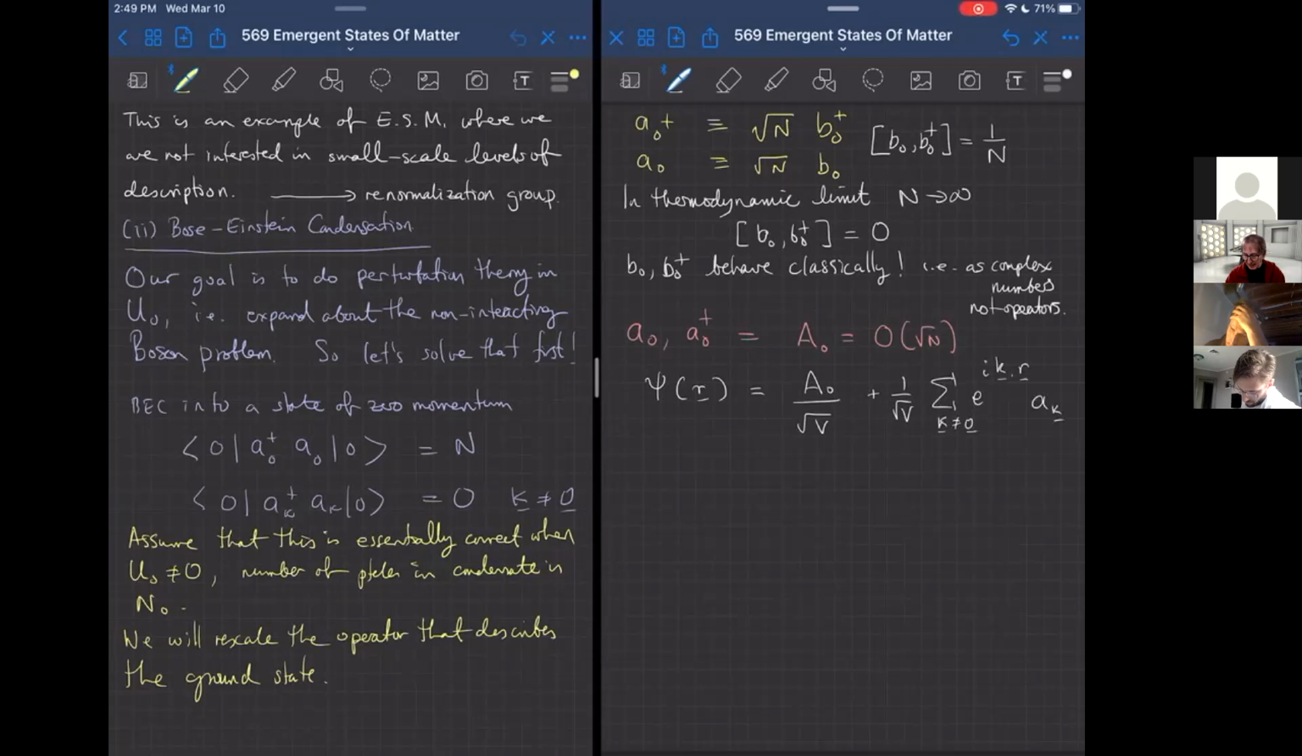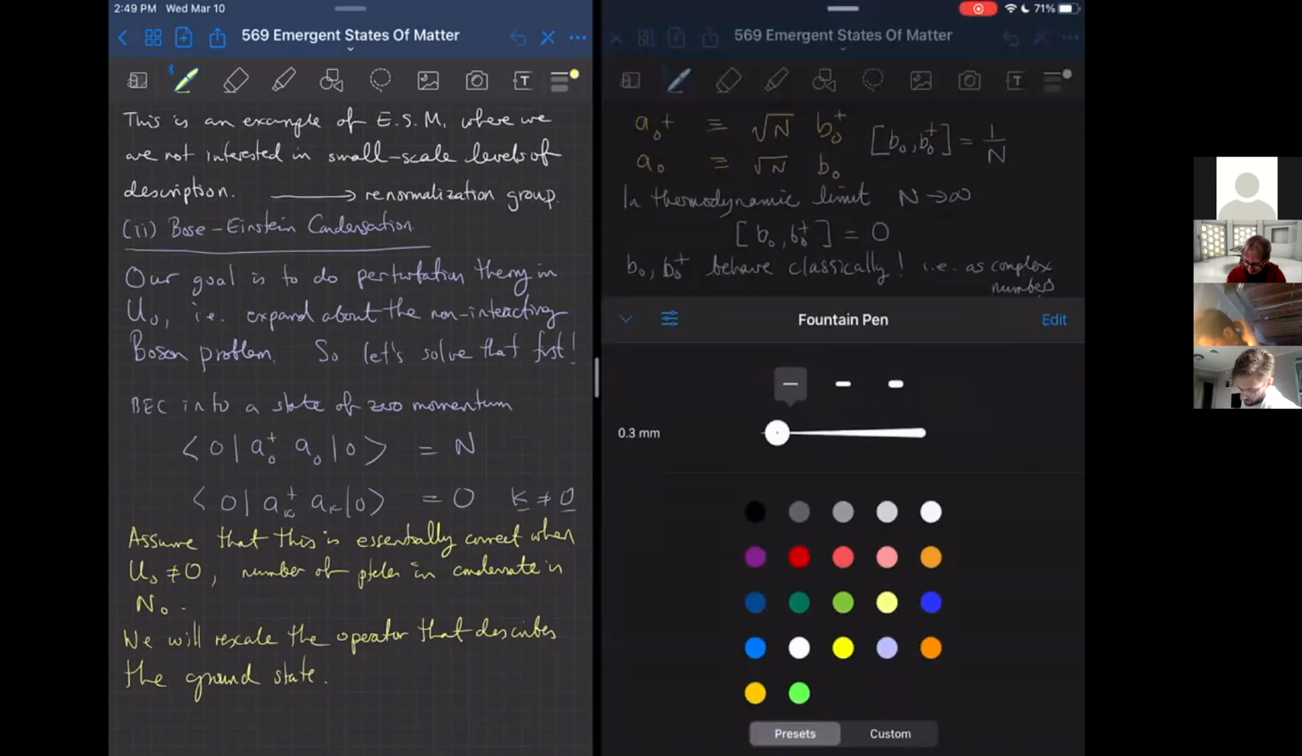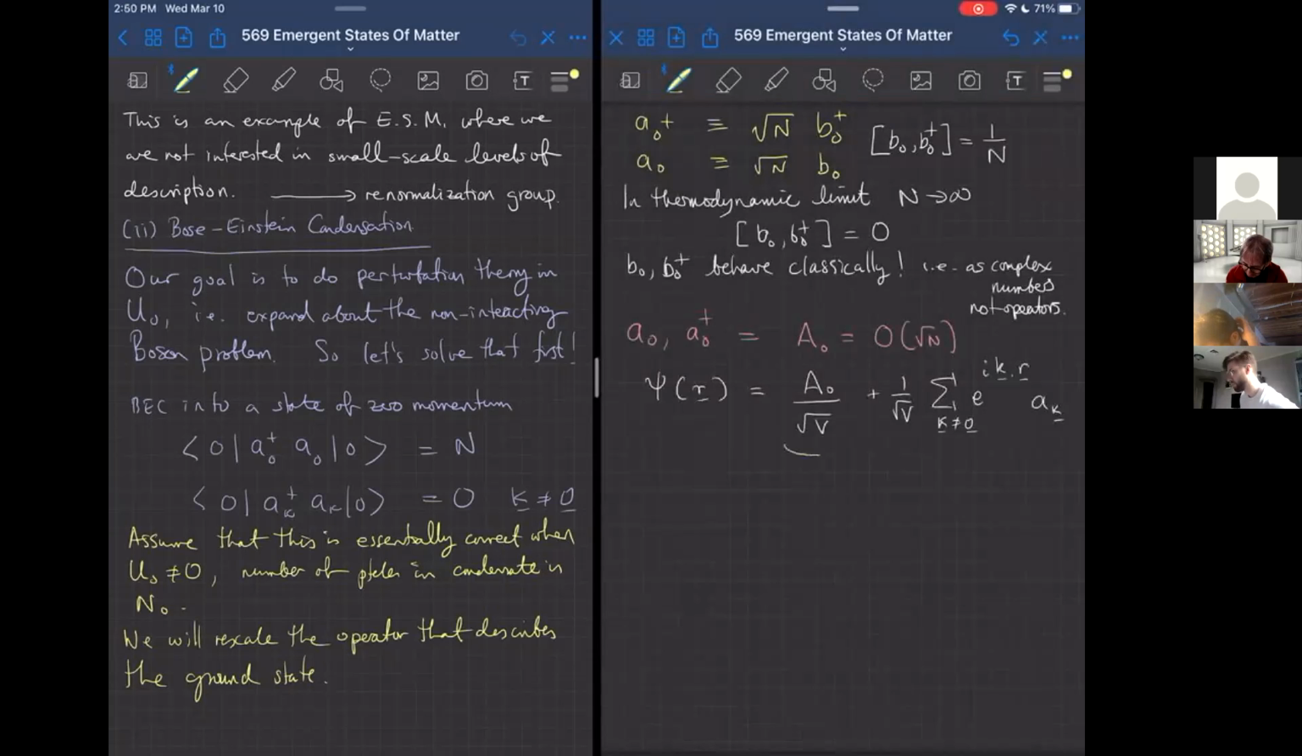And so that means that we can treat this as a classical complex number, and this as quantum, and therefore described by operators. So that's psi of r.